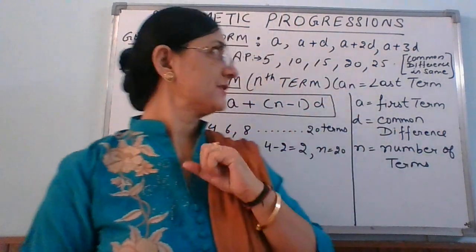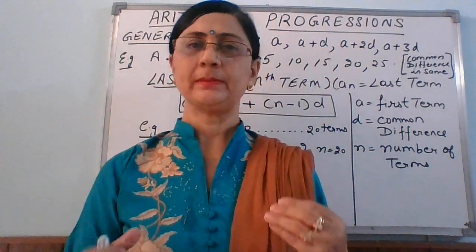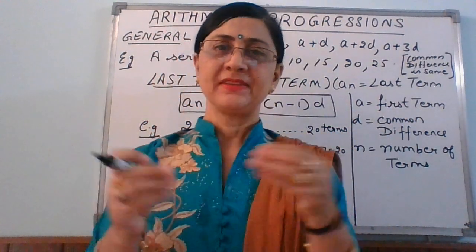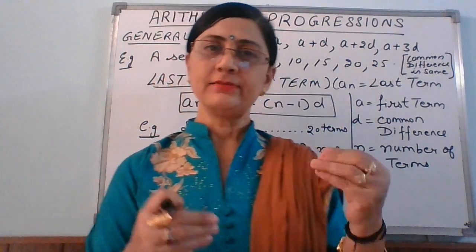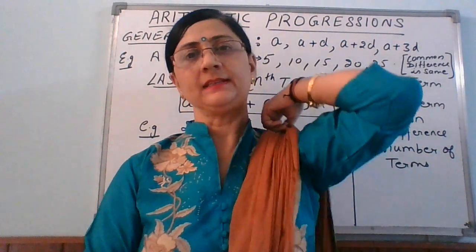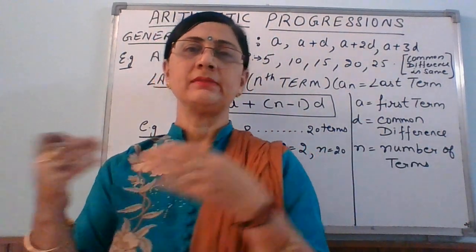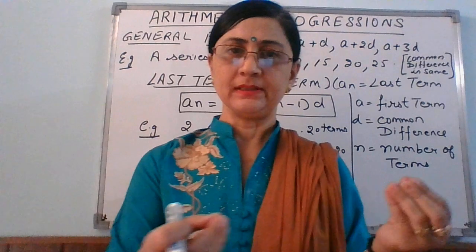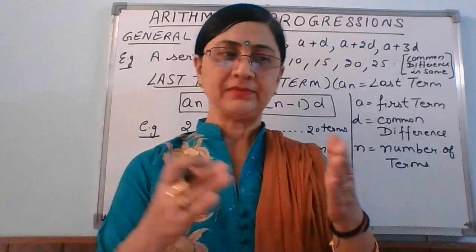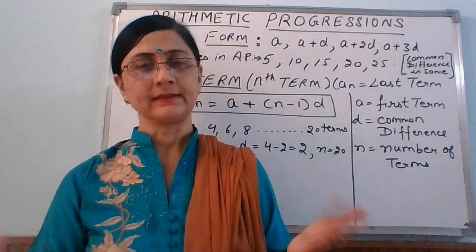Right children? So in this video, I'm going to explain arithmetic progressions. What do you mean by arithmetic progressions? Arithmetic progression is just a series of numbers in which the common difference is the same. For example, 2, 4, 6, 8, 10. Common difference is 2. 3, 6, 9, 12. Common difference is 3. Similarly, table of 4, table of 5. When the common difference is the same, 5, 10, 15, 20, then that series is called an arithmetic progression.